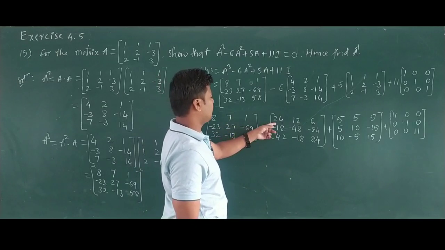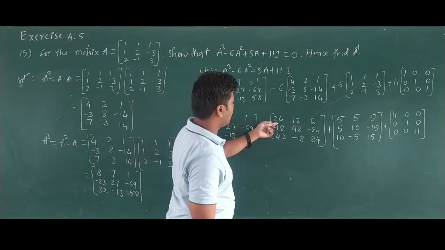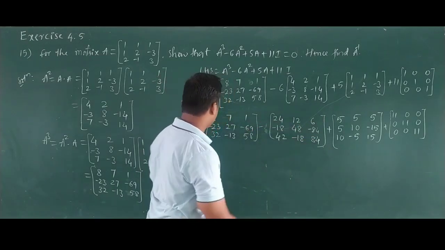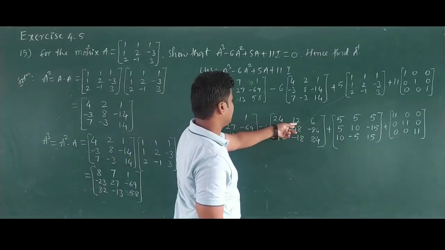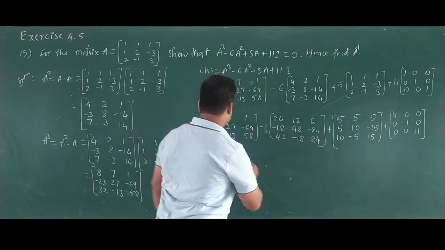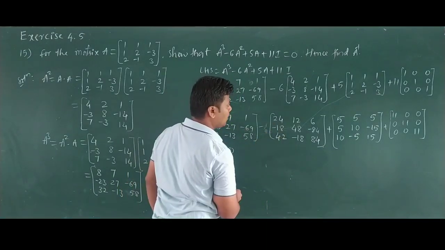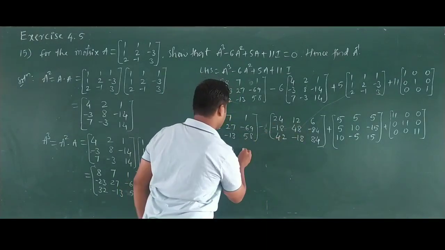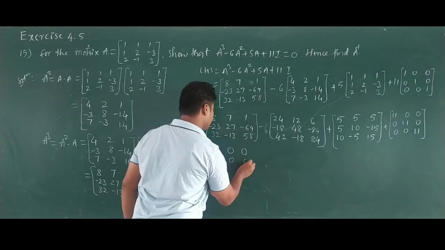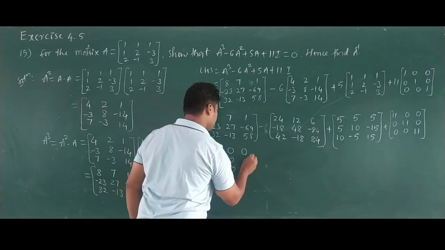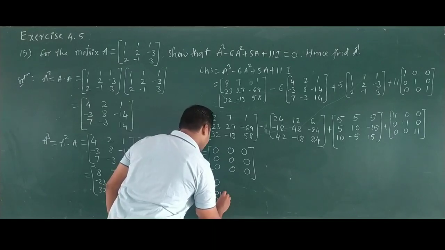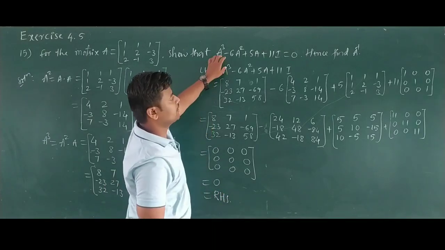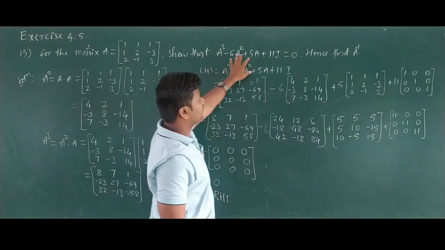8 minus 24 minus 16 plus 16 is 0, 7 minus 12 minus 5 plus 5 is 0. So all becomes 0 0 0, 0 0 0 0. So this equals 0, which is RHS. So we have proved this equation. So using this equation, we will find A inverse.